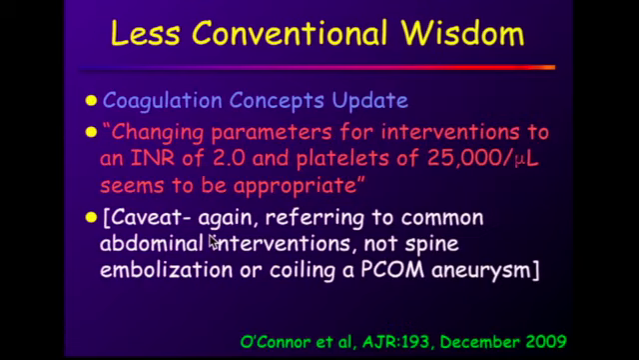In our paper, Elliot, looking at the data, actually recommended, and this is an AJR, saying that you can change parameters for interventions to an INR of less than 2 and platelets of over 25,000 instead of the 1.5 and 50.